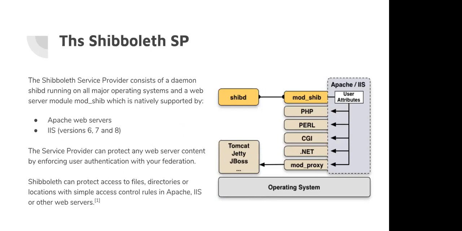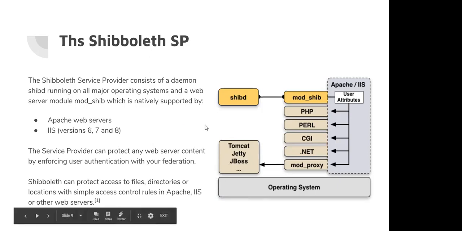And you can also have it protect Jetty and Tomcat instances by using mod_proxy to proxy across to those particular services to sit behind Apache. So all the authentication happens at Apache, and it just passes information down to those applications that sit behind your Apache. Shibboleth can protect access to files, directories, or locations with simple access control rules, or it can pass attributes down to the applications that can then themselves make those authorization decisions.